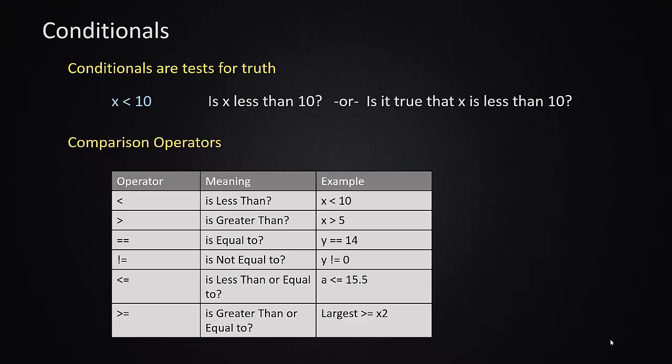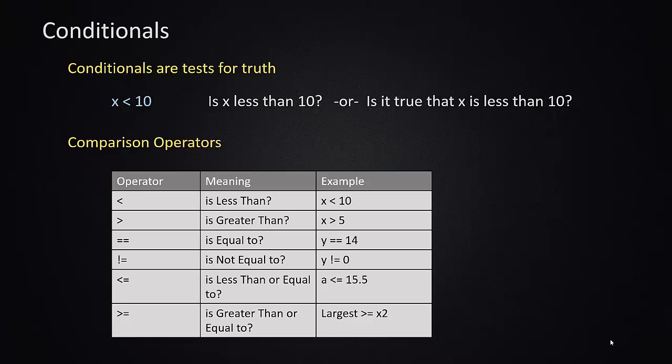Each comparison has an operator associated with it. So for example, we can test for the condition of less than, is x less than 10. We can test for greater than, is x greater than 5. And we can test for equality. And you'll see that here we are using two equal signs. This is the logical test for comparison. This is saying, is y equal to value 14?